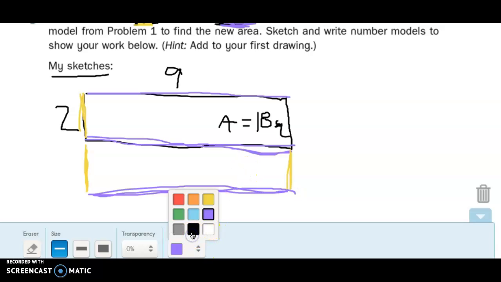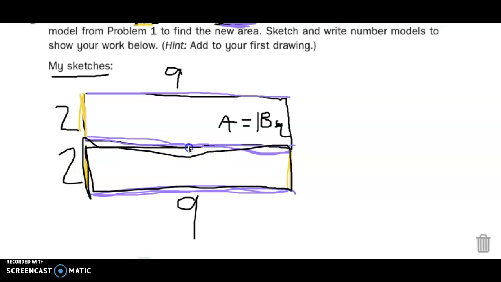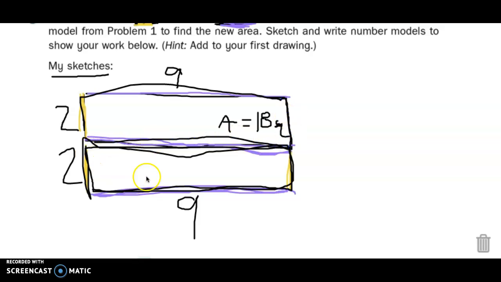So here's what I'm doing. I'm doubling my first rectangle. This is 2. This is 2. If this long side was 9, that means this bottom long side was 9. You guys, what is 2 times 9? What is our bottom area? What is that area of the rectangle on the bottom? Well, if our top one was 2 by 9, which equals 18, and our bottom one is 2 by 9, that also equals 18.